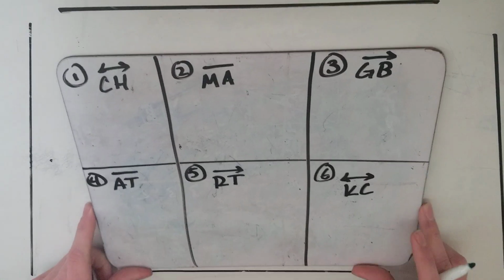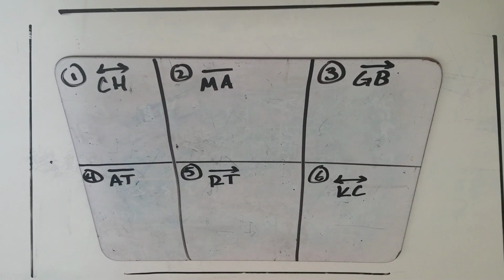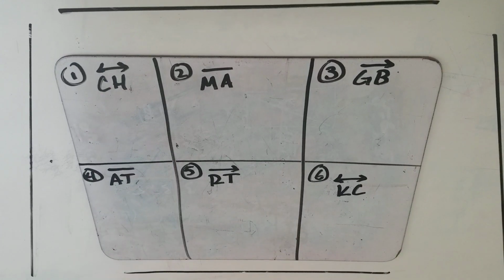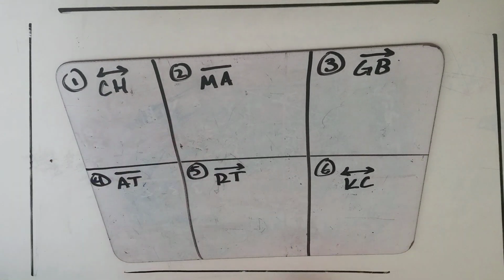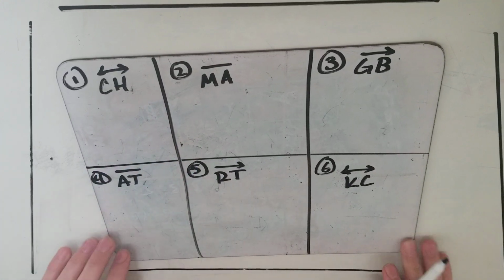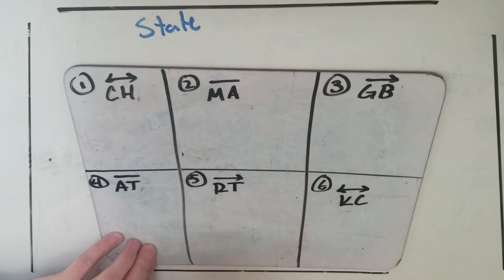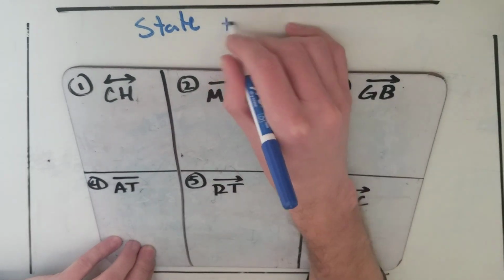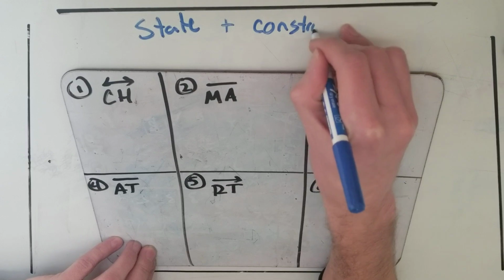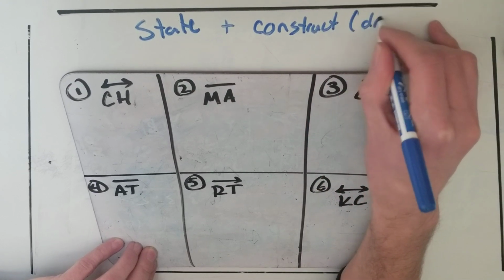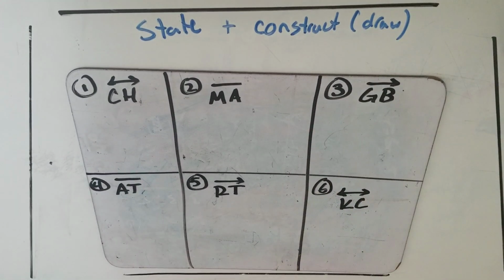If I give you notation, can you construct what it should look like, or can you draw whatever term we're talking about? So let's look at, we have 6 more. These will be our last 6 before I say goodbye. So let's say we have this notation here. For these we'll state what they are and construct, which is a fancy name for draw. We're going to draw what it is.